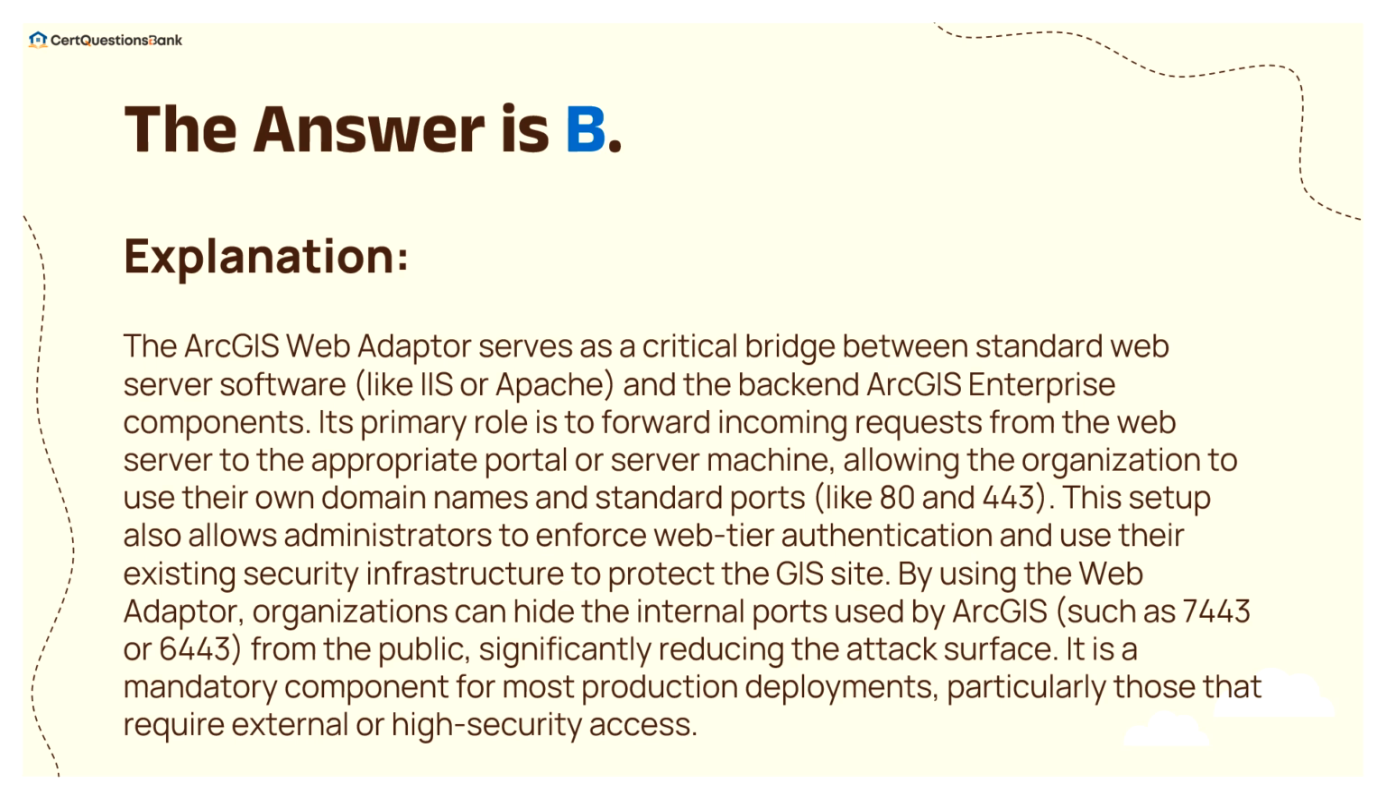This setup also allows administrators to enforce web-tier authentication and use their existing security infrastructure to protect the GIS site. By using the web adapter, organizations can hide the internal ports used by ArcGIS, such as 7443 or 6443, from the public, significantly reducing the attack surface. It is a mandatory component for most production deployments, particularly those that require external or high-security access.